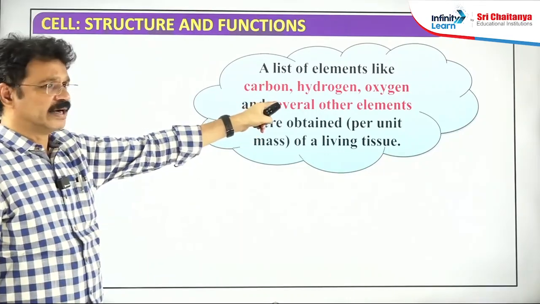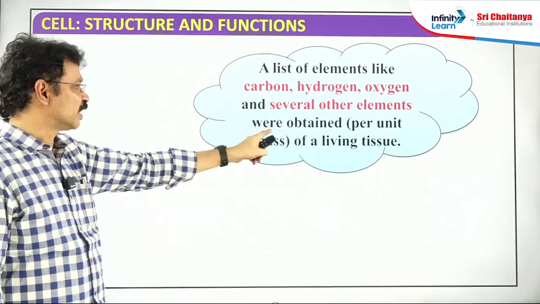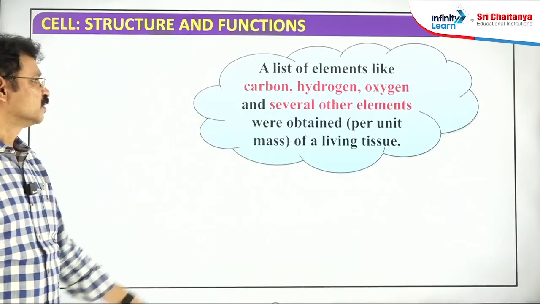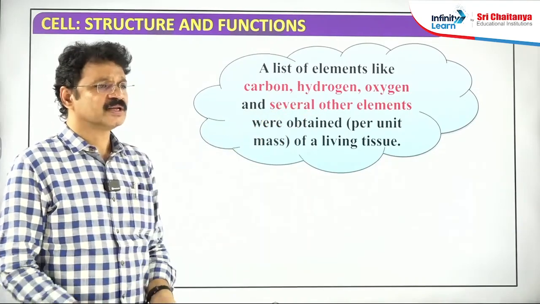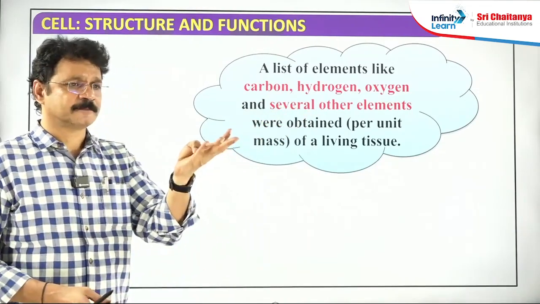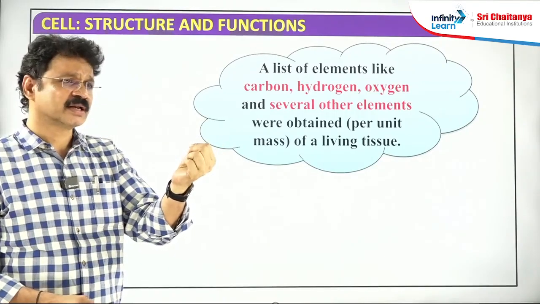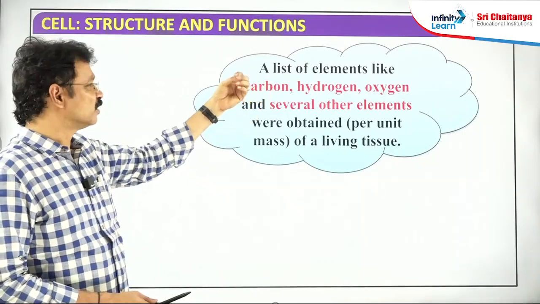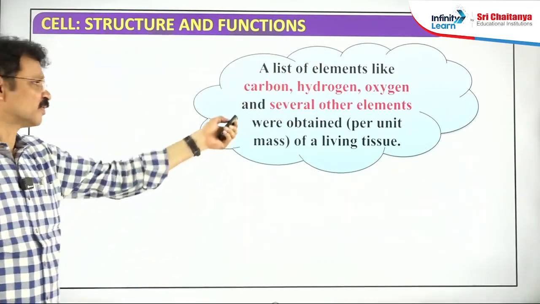Carbon, hydrogen, oxygen and several other elements were obtained from a living tissue. These are very common: carbon, hydrogen, oxygen, CHO. Proteins have carbon, hydrogen, oxygen. Carbohydrates, proteins, lipids, nucleic acids are the major kinds of organic chemical compounds. Almost all kinds of organic chemicals are made up of carbon, hydrogen, oxygen. So, these are common chemical compounds.